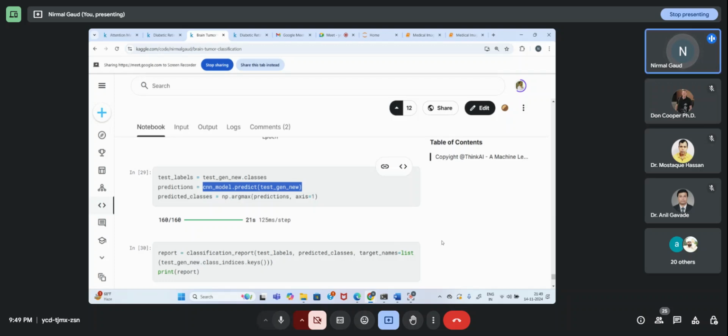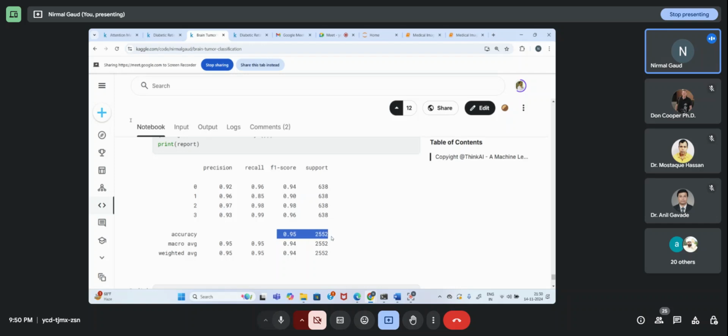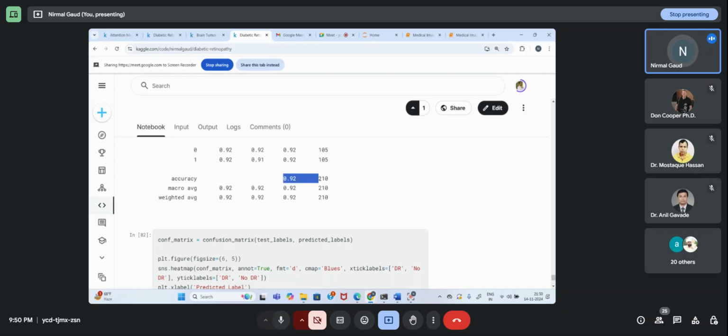So actually, I have it included at a particular time because I'm already predicting. I'm already testing my model over the test data. The test data is unseen to the model, and this is the result I got: 95% accuracy for the brain tumor, and this is for diabetic. I've got 92% over the same.